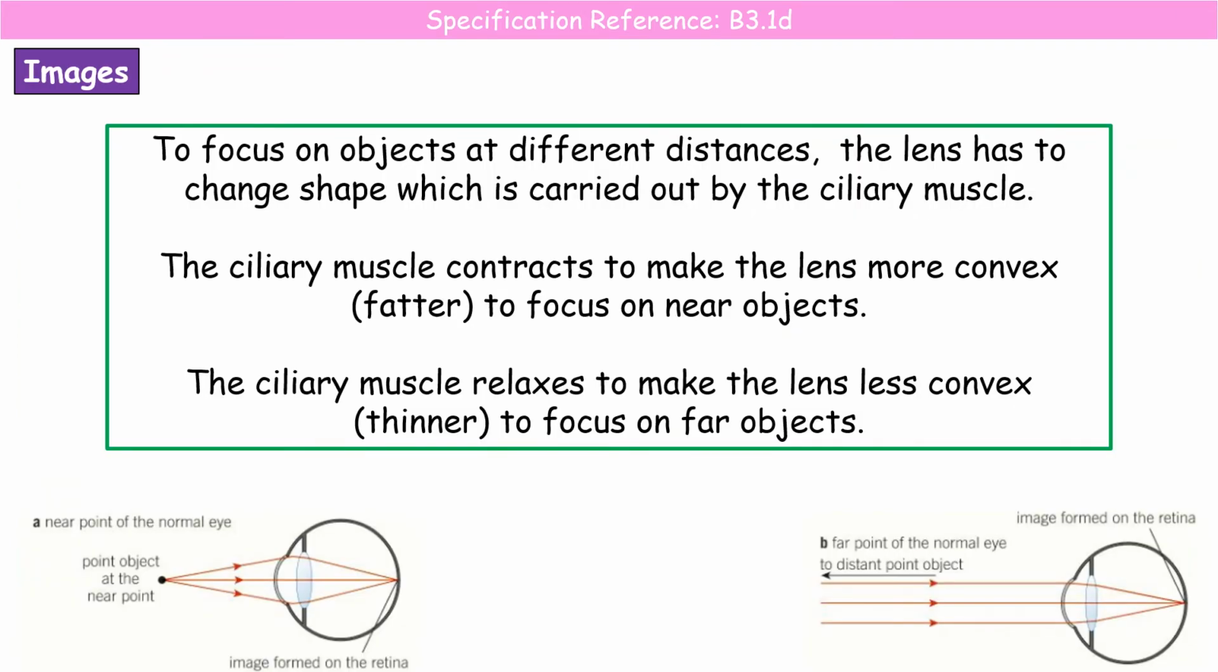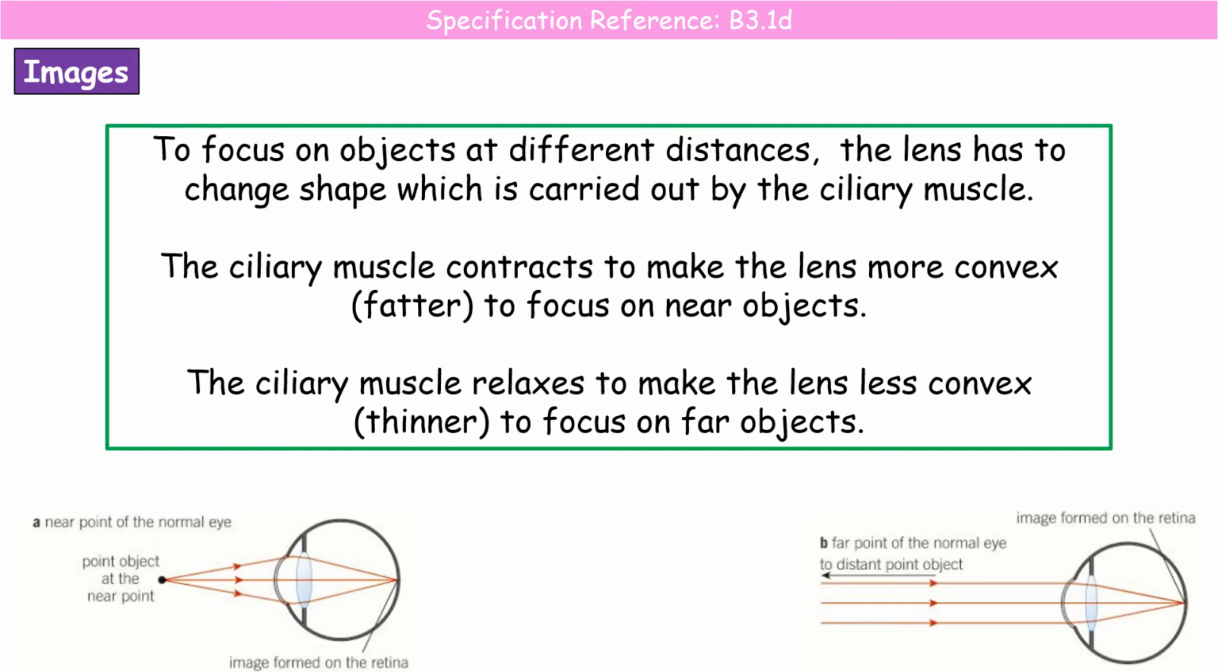So we need to know how the eye actually lets us see things up close and far away. What we're actually going to see is this is where the ciliary muscle comes into its own. This is its role in life. What it's going to do is it's going to contract or relax to change the shape of the lens depending on if we're looking at something up close or far away.